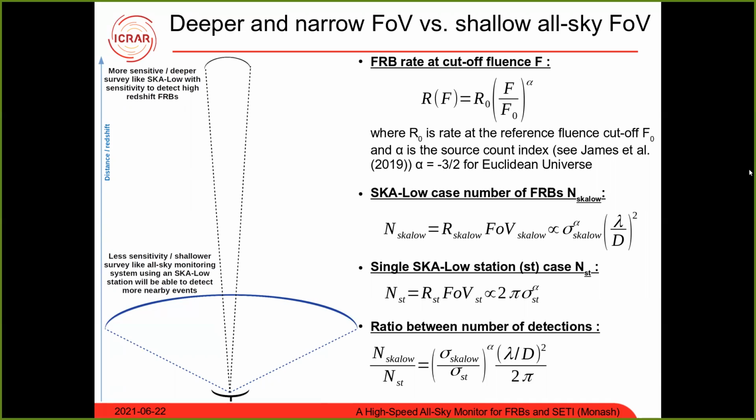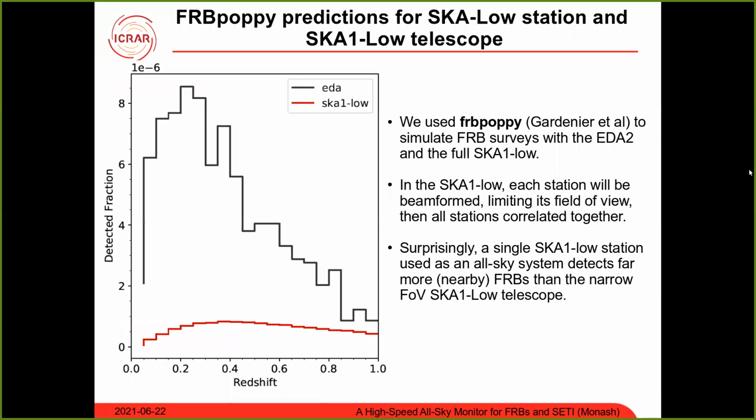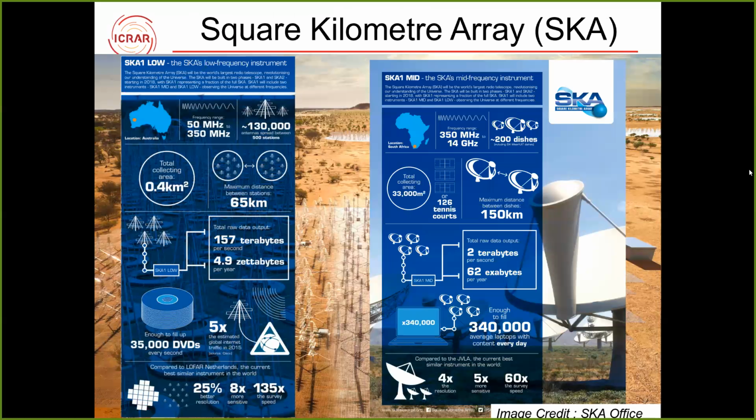Yeah, so we can actually compensate for narrow field of view with lower sensitivity with wider field of view, and we actually ran some simulations using FRB POPI by Garnier et al. And this one showed us that such an all-sky monitoring system may be even better than very narrow but deep surveys such as even SKA-Low. Yeah, so this is very optimistic for such an all-sky monitor, and we would like to use actually SKA-Low stations for this monitor.